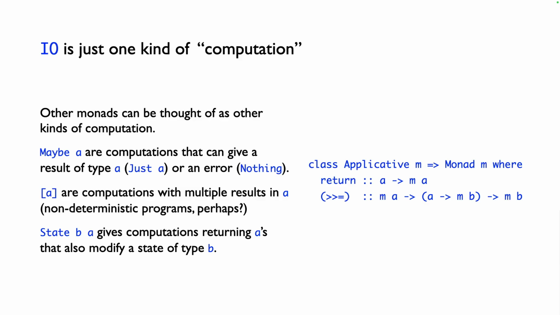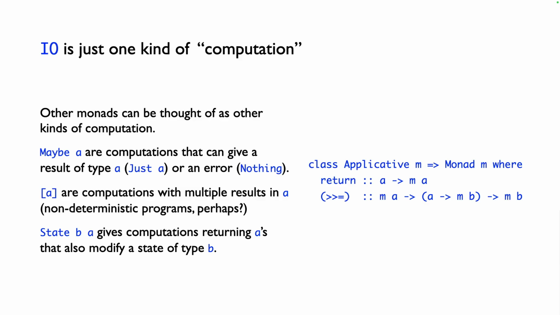We can think of lists of A as computations with multiple results in A. So they could be a non-deterministic program where we collect all the possible results into a list. And there's also a thing called the state monad, which are computations which return an A, but also, in the background, there's a state of type B that is modified. So in the first case, the side effect is you might not get a result. The second case, it's a side effect of having multiple results. The third is you've got a state being manipulated.